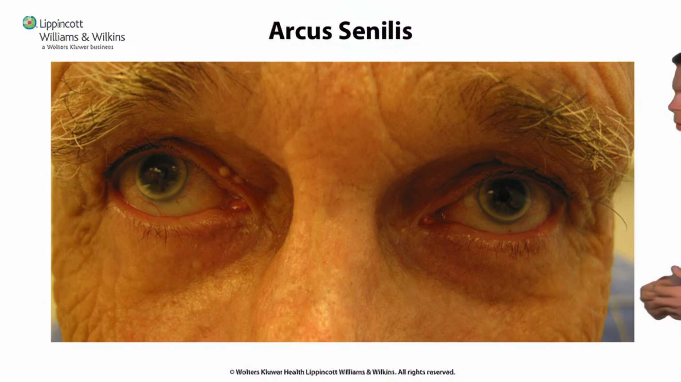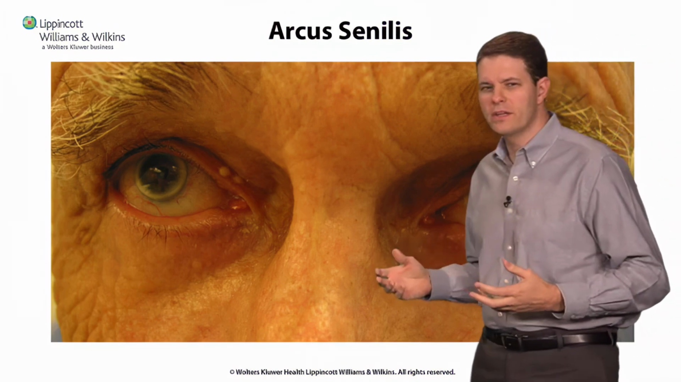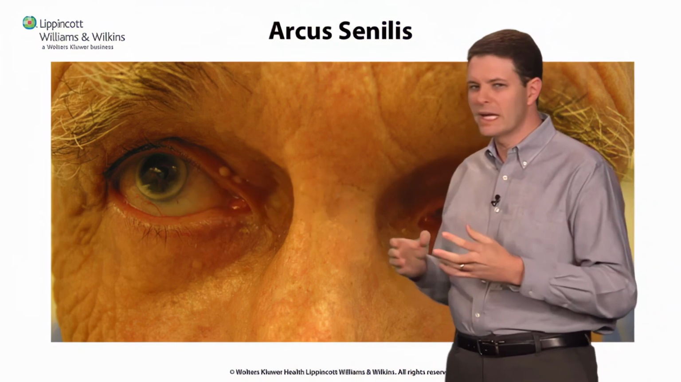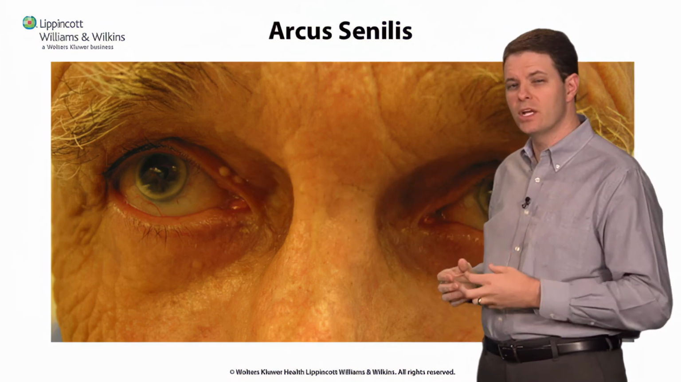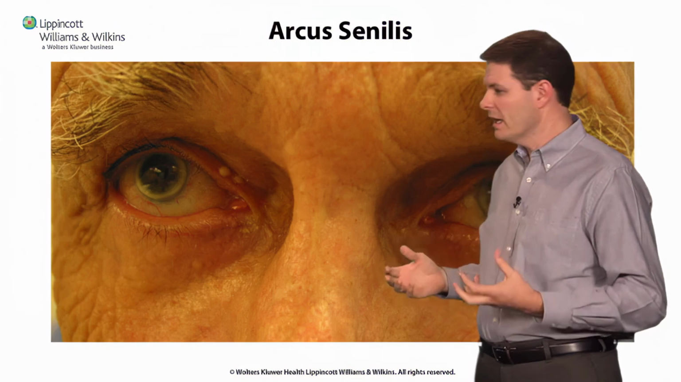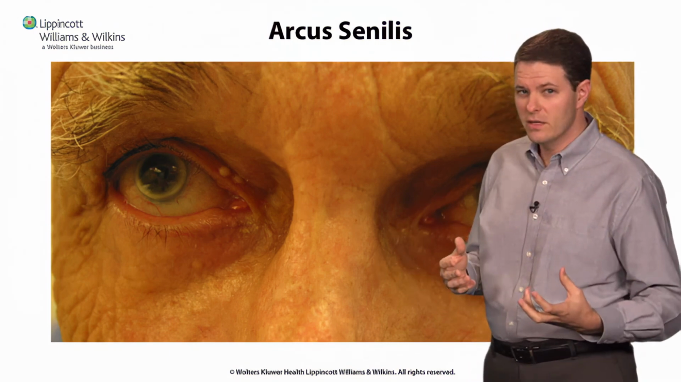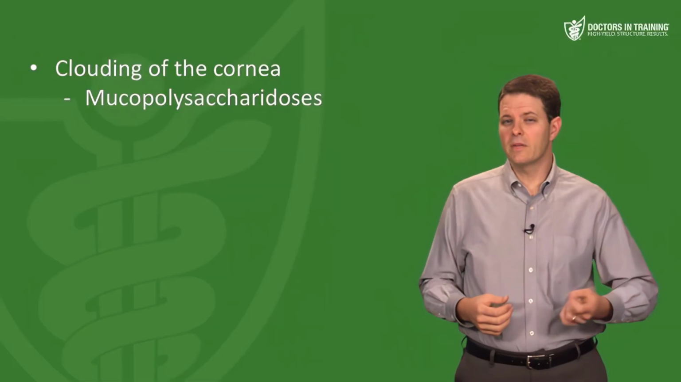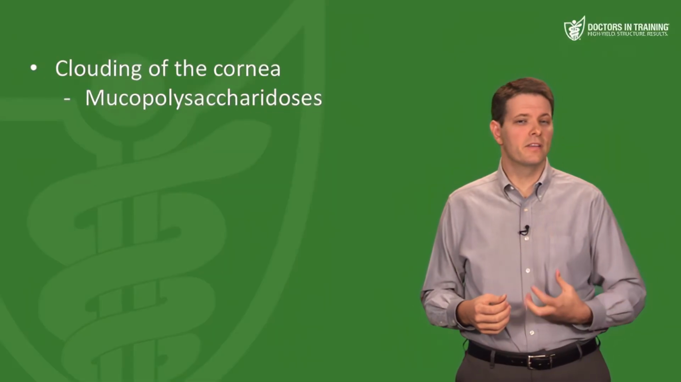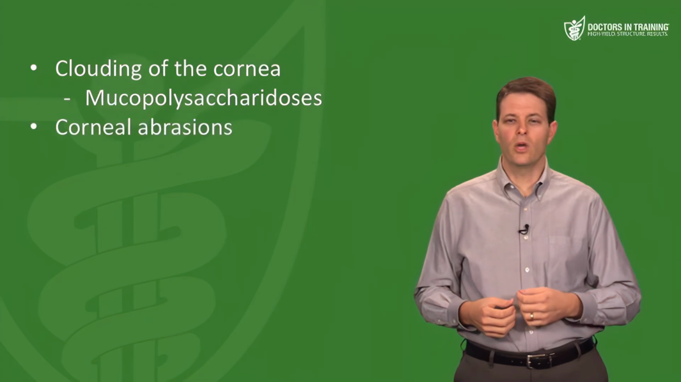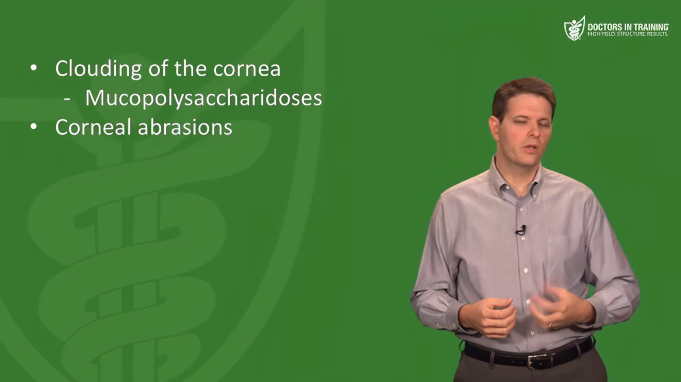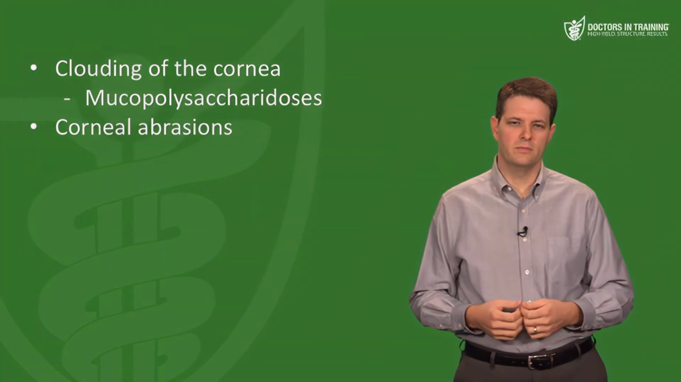One of the most common findings of the cornea is called arcus senilis, which is this whitish or bluish ring at the periphery of the cornea due to the accumulation of cholesterol. And as you can guess from the name arcus senilis, this is a finding seen in older individuals. You can see clouding of the cornea in mucopolysaccharidoses like Hurler syndrome, and you can get corneal abrasions or scratches on the cornea from eye trauma. And corneal abrasions are extremely painful.